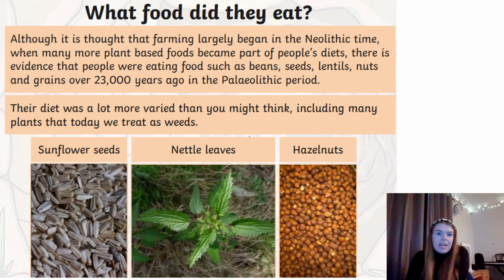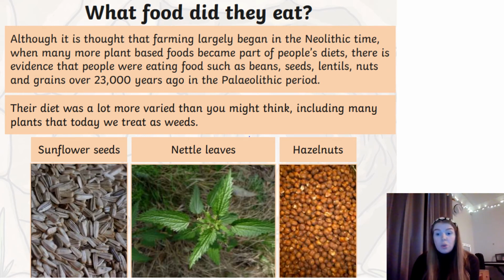So it says, although it is thought that farming largely began in the Neolithic time when many more plant-based foods became part of people's diets, there is evidence that people were eating foods such as beans, seeds, lentils, nuts, and grains over 23,000 years ago in the Paleolithic period. So lots of these foods that we'll recognise today, they were eating then, as their diet was a lot more varied than you might think, including many plants that we see today.